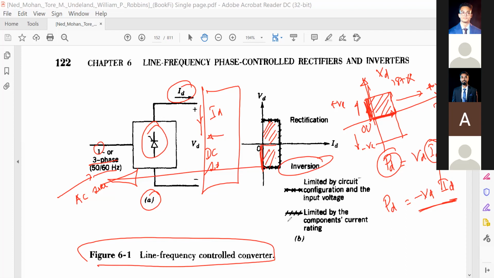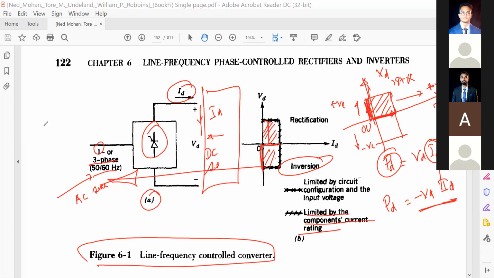So look, they have mentioned that it is limited by the component's current. That means the maximum current will be limited by the thyristors or any other devices you use. It is the current limitation. And the highest value of voltage will be limited by the maximum input voltage that can be there, right?